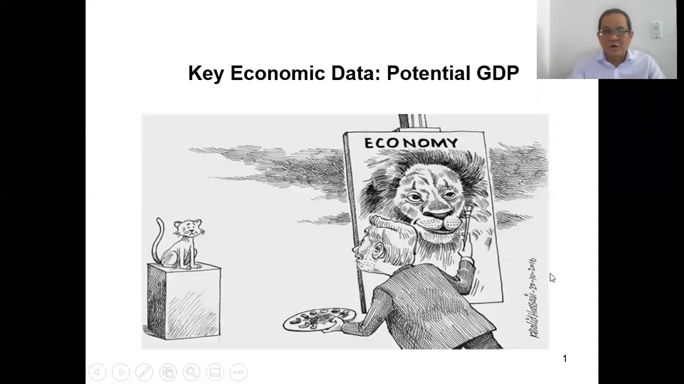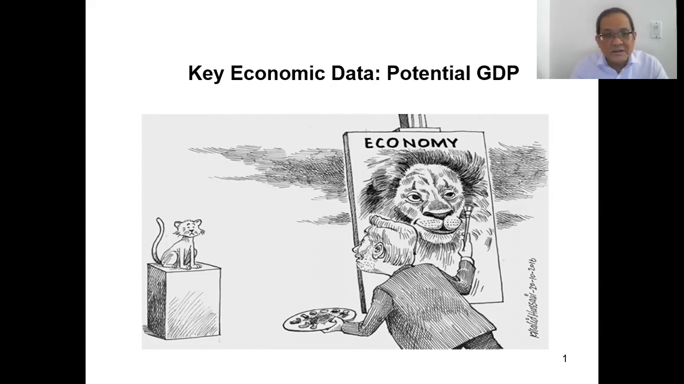Hello. In this module, we will look at the most important economic data, and that is the potential GDP. We are going to be able to answer a very simple question: is the economy growing too fast or too slow? Because if we have an idea on this question, then we will know how to anticipate whether the Federal Reserve or the central bank of any country will look to raise rates or cut rates.